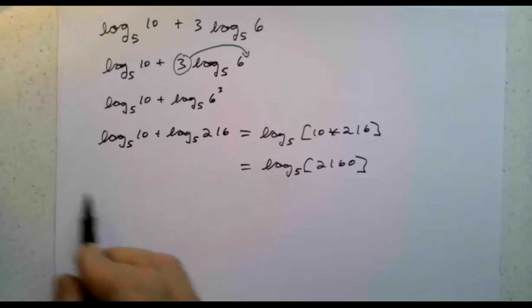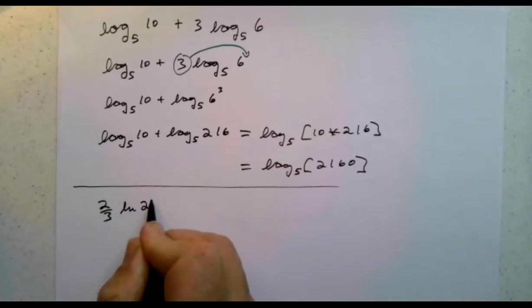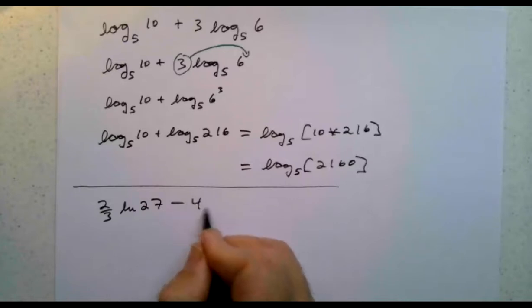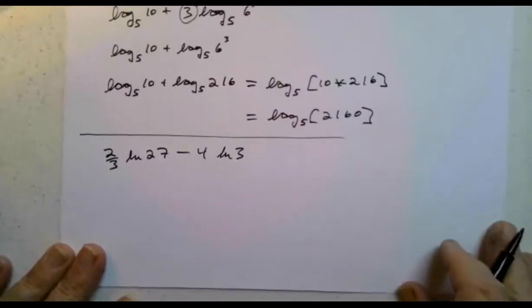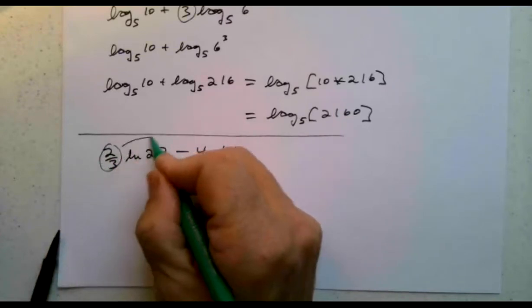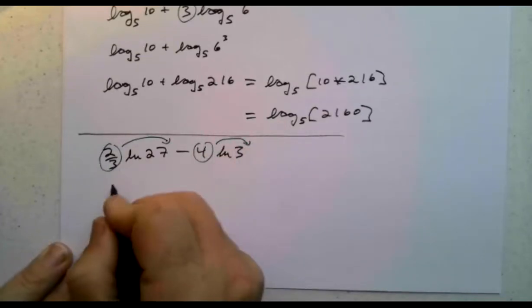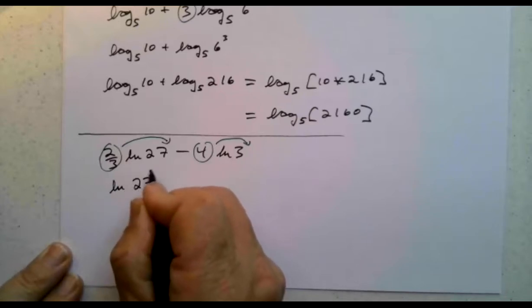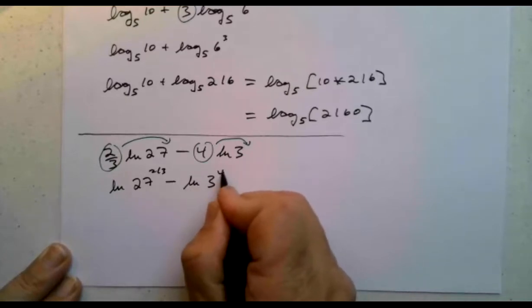The next example I have is 2/3 ln 27 minus 4 ln 3. And again, our goal is going to be to write this as a single logarithm. Is there a way for me to rewrite this so this becomes a single logarithm? So again, we're going to pull these exponents up. The 2/3 is going to become 27 to the 2/3, and the 4 is going to become 3 to the 4th. So rewriting this as natural log 27 to the 2/3 minus natural log 3 to the 4th power.